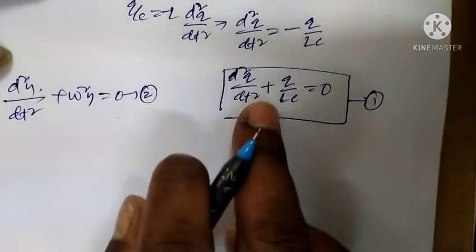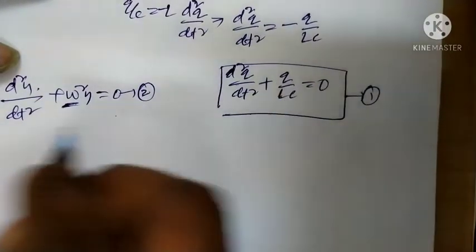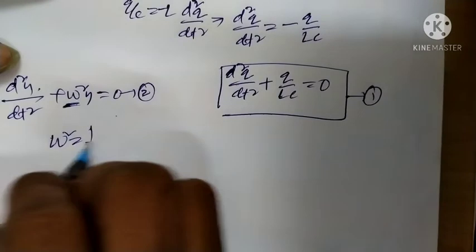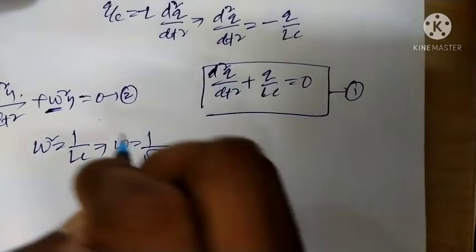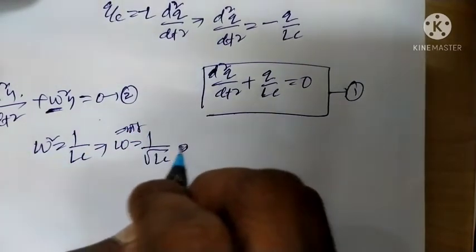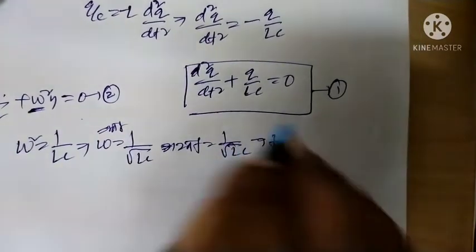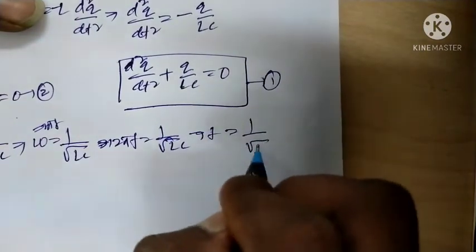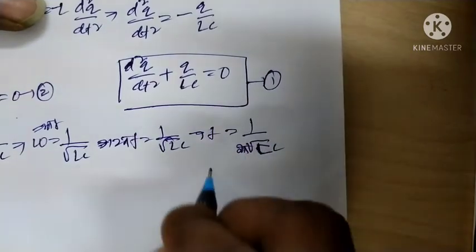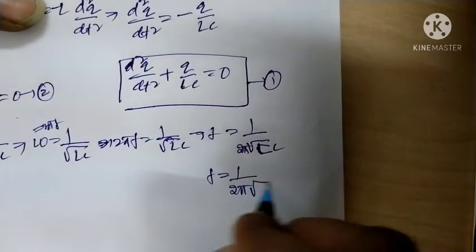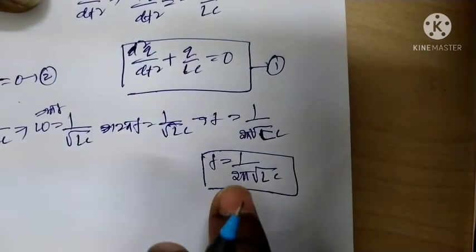Now compare equation 1 and equation number 2. Omega square is equal to what? Omega square is equal to 1 by LC. Omega is equal to 1 by root of LC. What is omega? 2 pi f. It can be written as 2 pi f is equal to 1 by root of LC. f is equal to 1 by 2 pi under root of LC. What is this one? This is the resonance frequency.